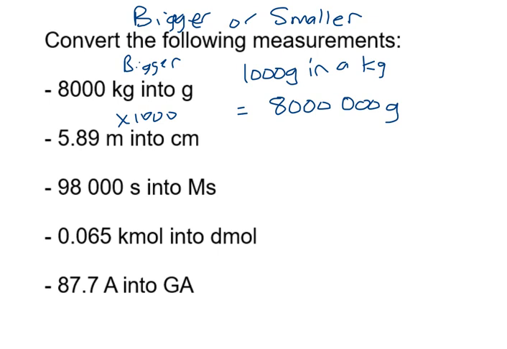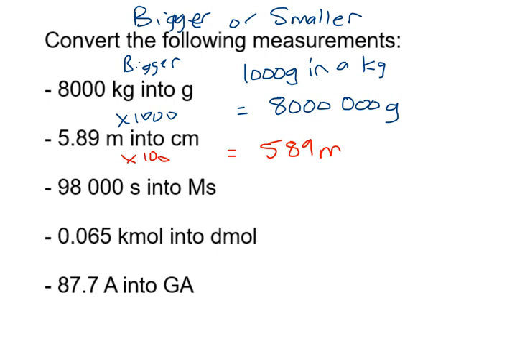I'll use a new color here. When you're going from a meter to a centimeter, the question you've got to ask yourself is, should you get more or less? If you're going from a meter to a centimeter, you need more. Why? Well, because centimeters are very small, right? And there's 100 centimeters in a meter, so for every meter, you need 100 centimeters. So this one right here means you need to times by 100.